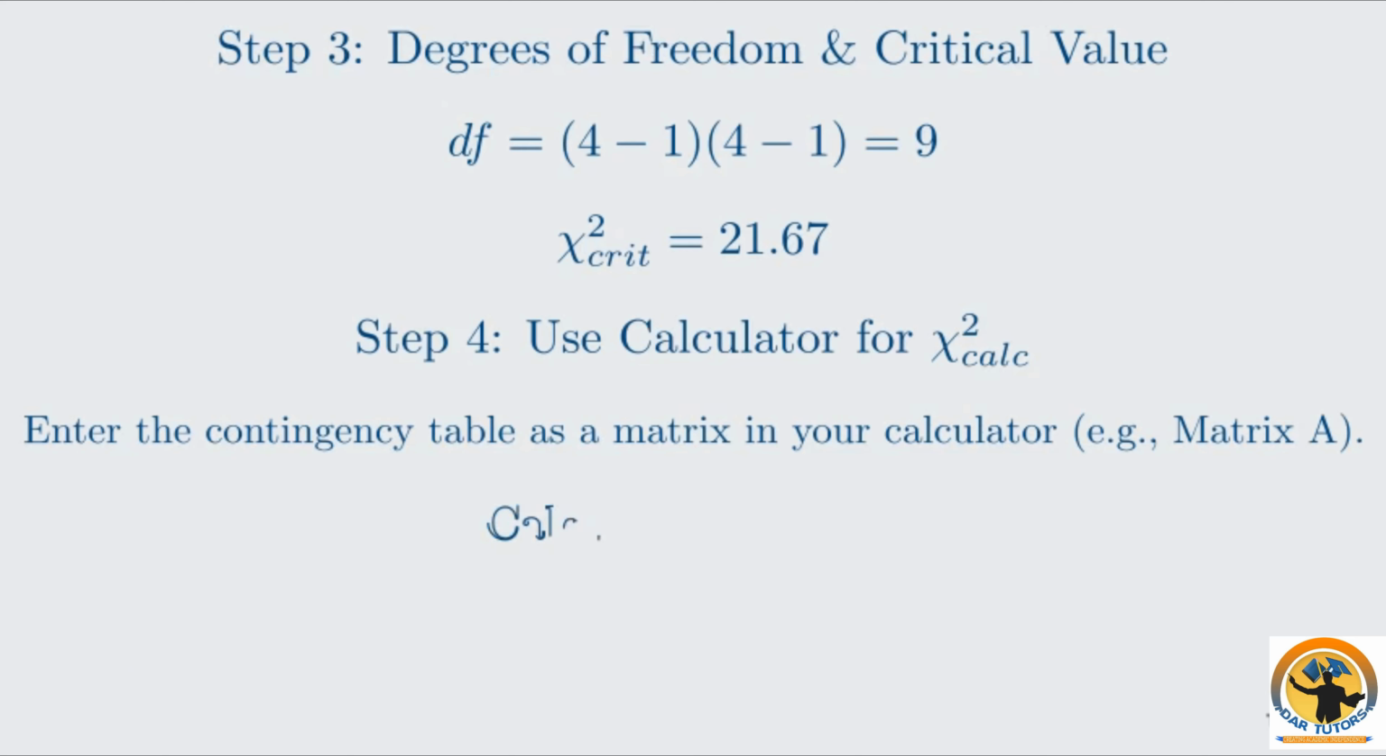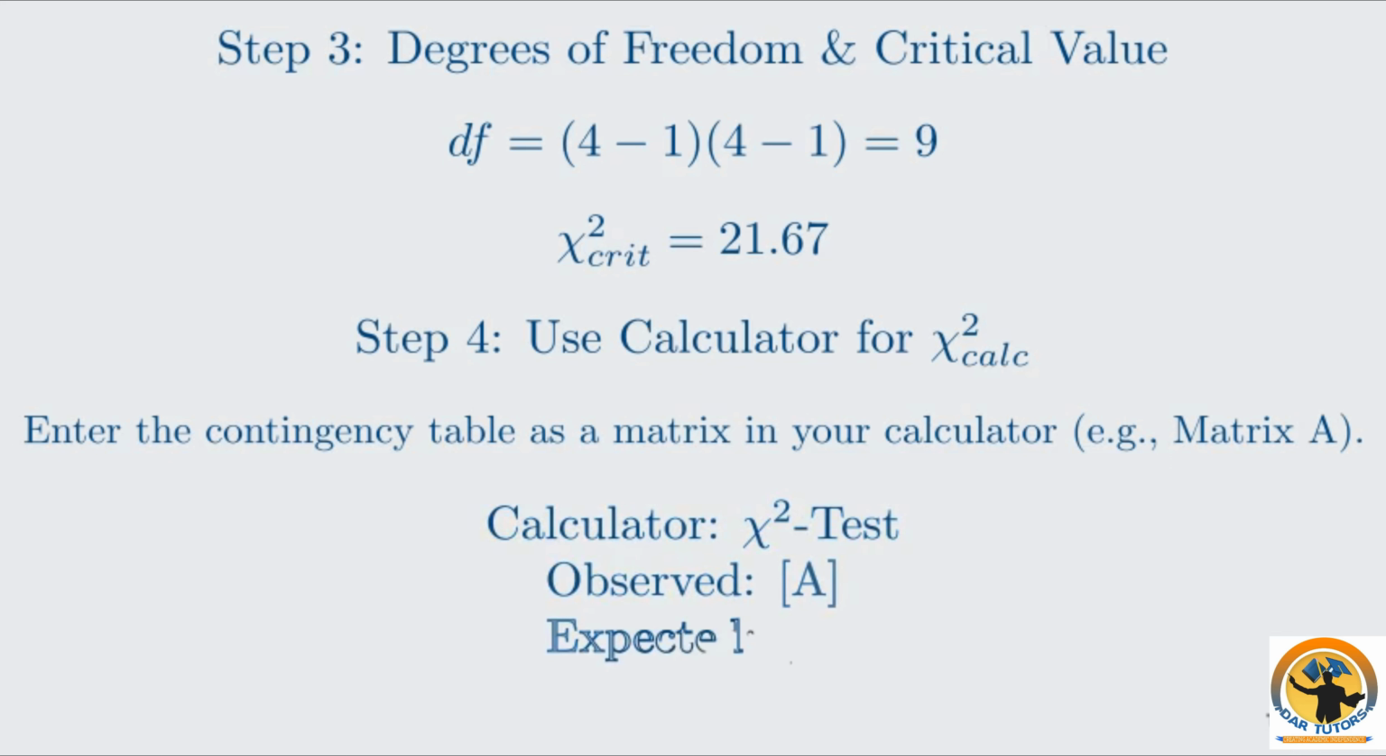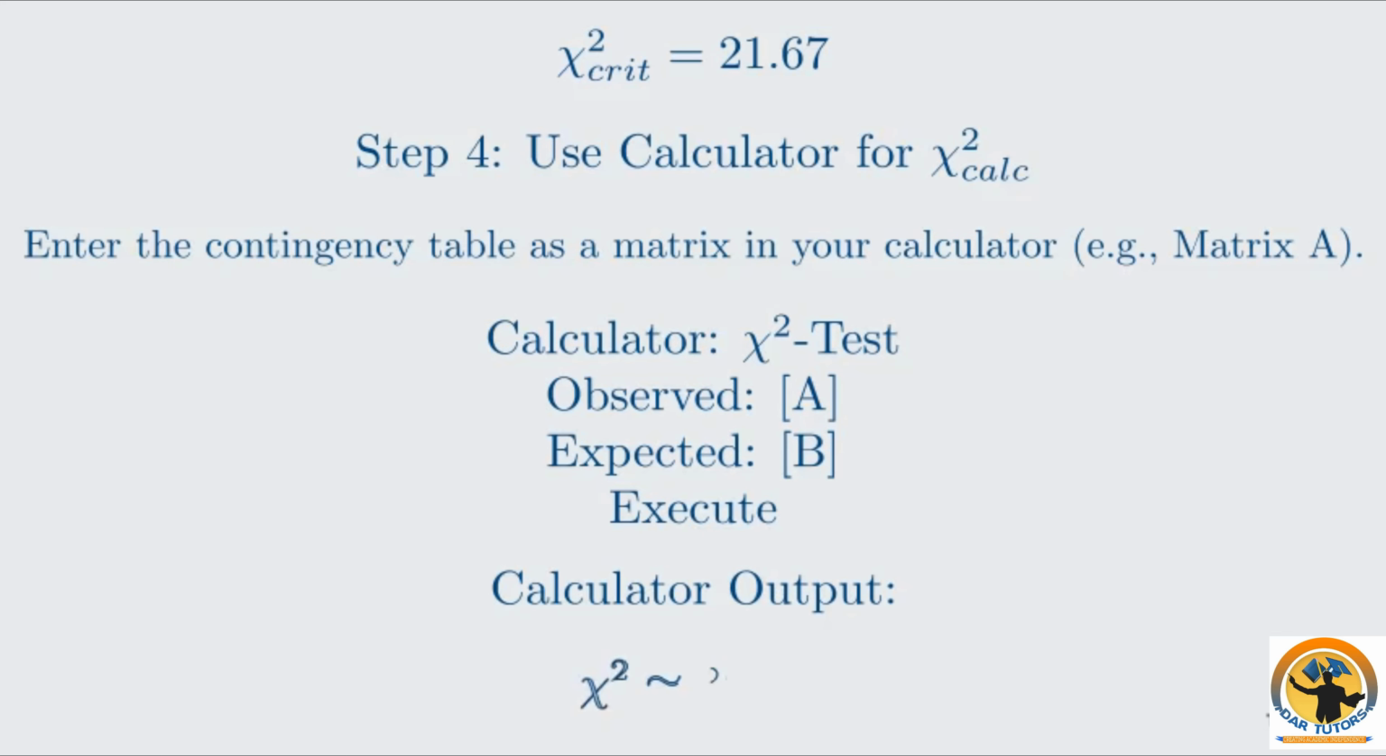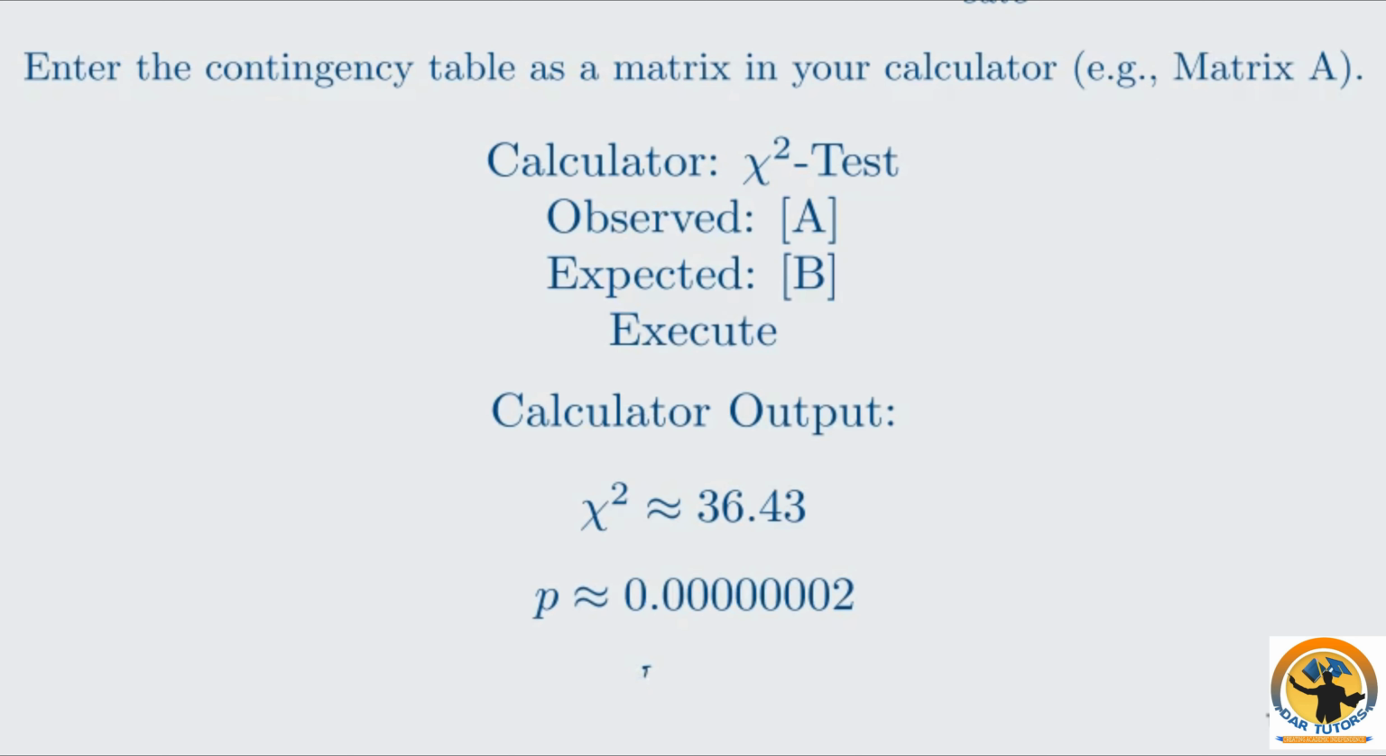Once the matrix is entered, go to the Stat Tests menu and select χ² test. Set Observed to the matrix you just created, e.g. A. The calculator will automatically calculate the expected frequencies and store them in a second matrix. The calculator output shows a calculated chi-squared statistic of approximately 36.43 and a p-value that is virtually 0. Now let's make our decision and conclude our final practice problem.